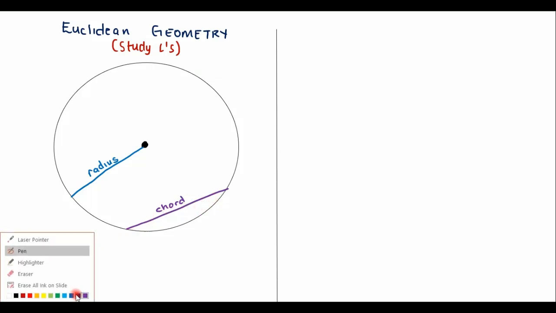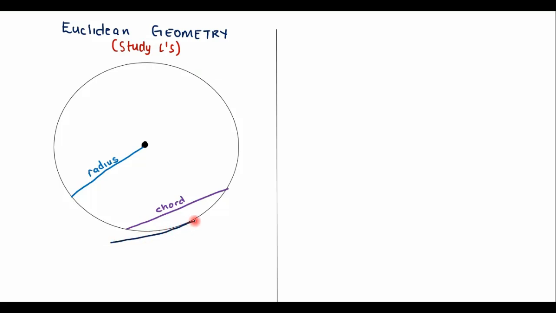Now let's move on to another line. Another line that you're going to be dealing with is a line that is touching the circle once. I'm going to draw the line like that. It's outside, touching the circle like that. This line is called a tangent. Let me write this tangent.